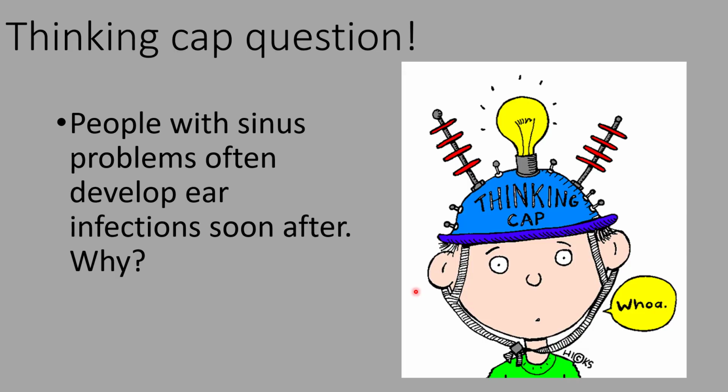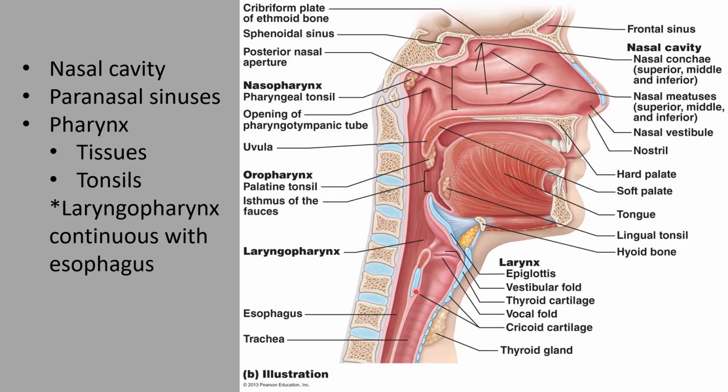People with sinus problems often develop ear infections soon after. Why is that? Let's see if we can think of an answer for this. Well, let's go back to our diagram here. If we look at the back of the nose, there's a little opening right here. And this opening is called the opening of the pharyngotympanic tube, which more people know as the eustachian tube.